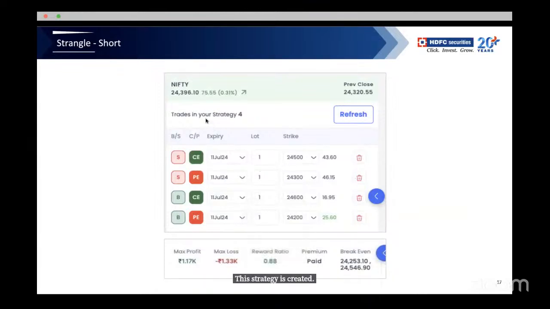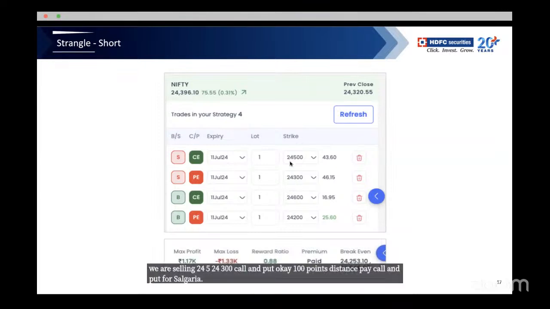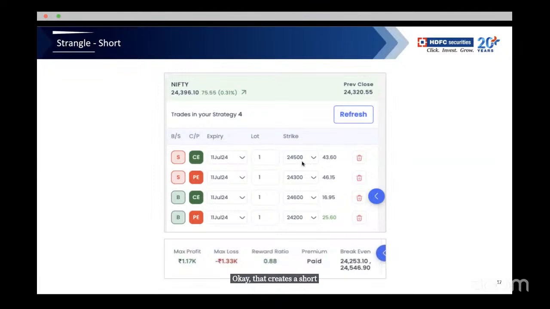So Nifty is near 24,400, right? Now for a short strangle, we are selling the 24,500 call and the 24,300 put. At a 100 points distance, we sold the call and put. That creates a short strangle. Now we have to buy the further strikes. So I bought the call and put at a further distance of 100 points: 24,600 call buy and 24,200 put buy.